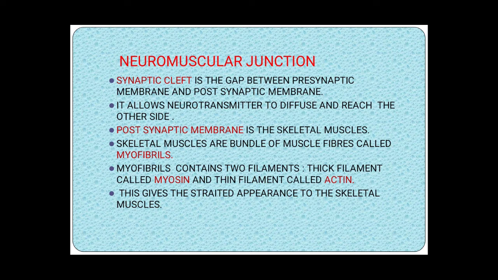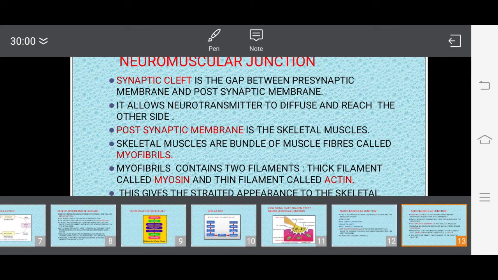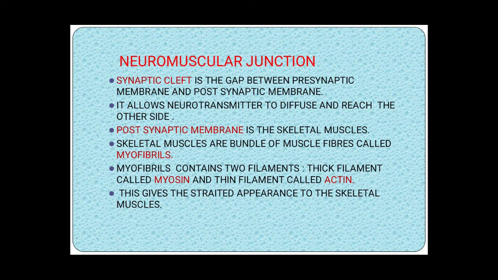Skeletal muscles are bundles of muscle fibers called myofibrils. Myofibrils contain two filaments: thick filaments called myosin and thin filaments called actin. This gives the striated appearance to skeletal muscles. We have studied skeletal muscles in class 9th.